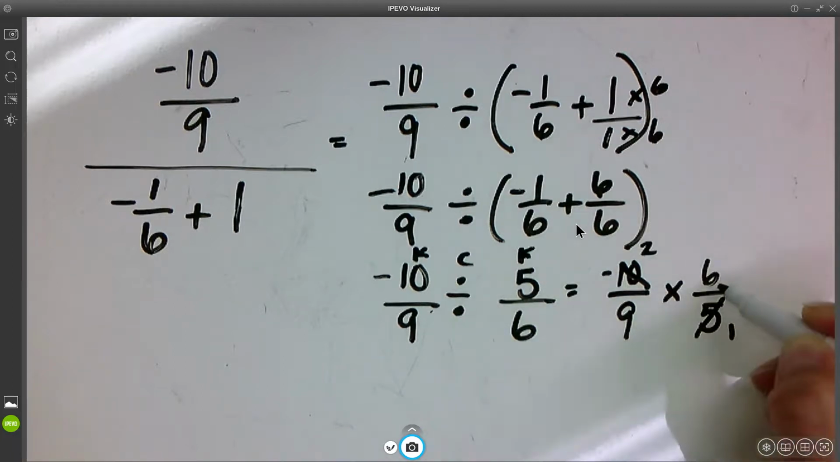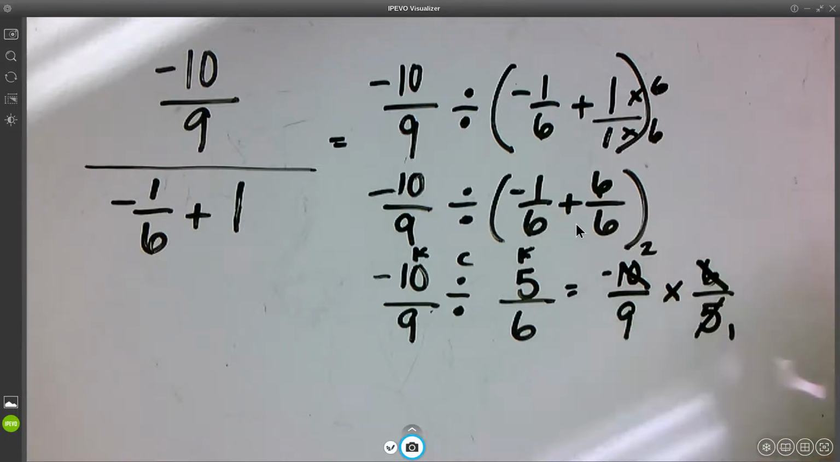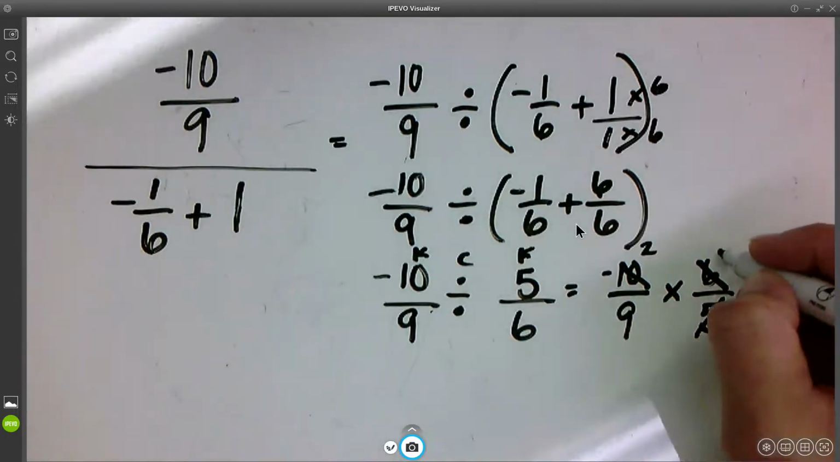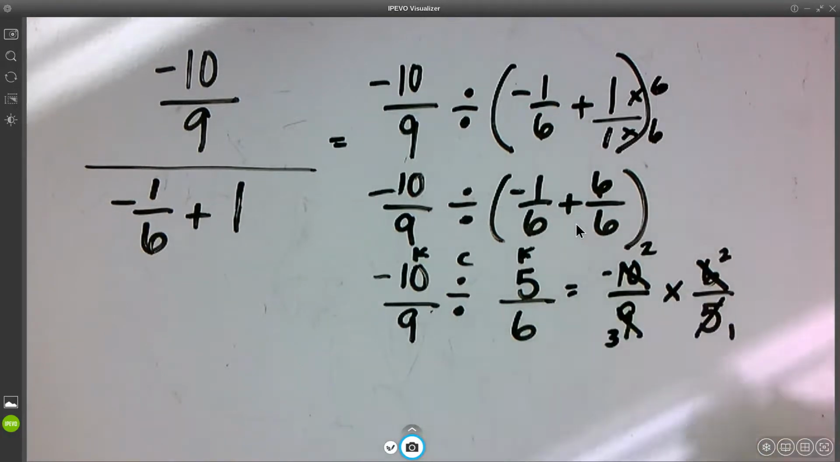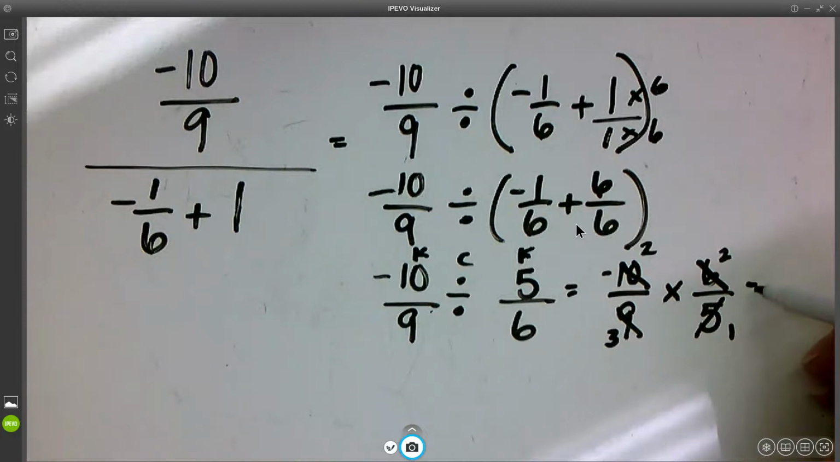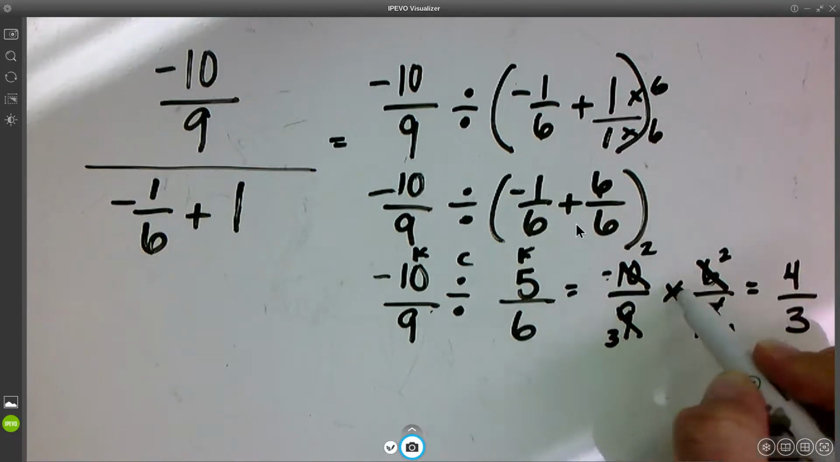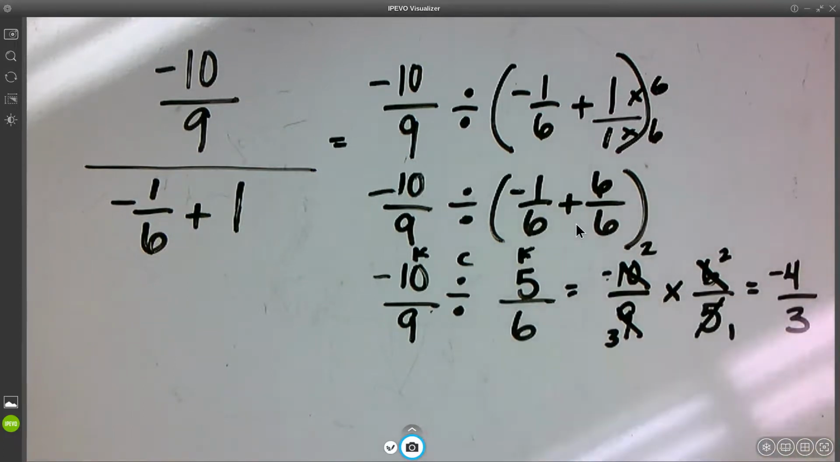On this diagonal here, I have a common factor of 3. 3 goes into both of these. So 6 divided by 3 is 2. 9 divided by 3 is 3. And now I can multiply straight across. 2 times 2 is 4. 3 times 1 is 3. And a negative times a positive is a negative. So my answer is negative 4 over 3.